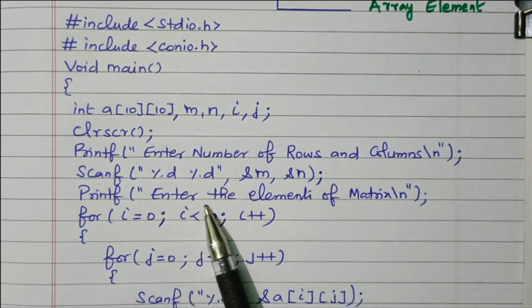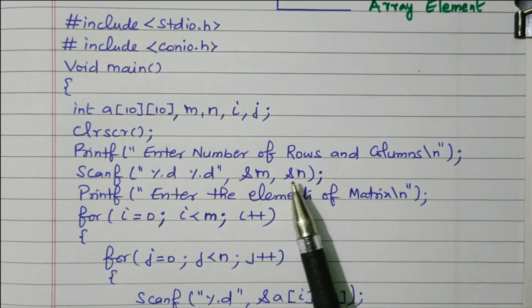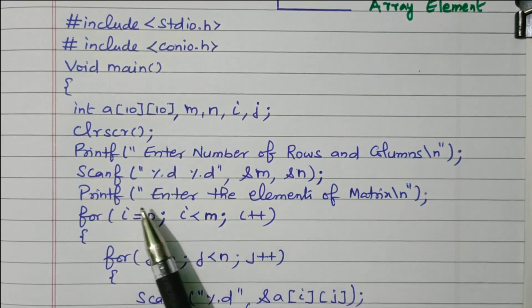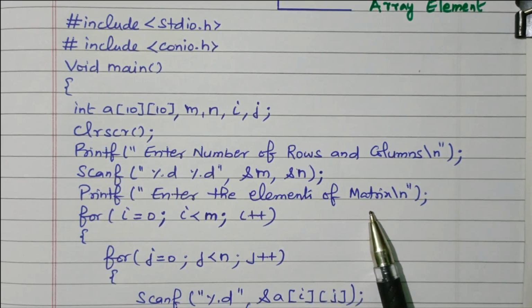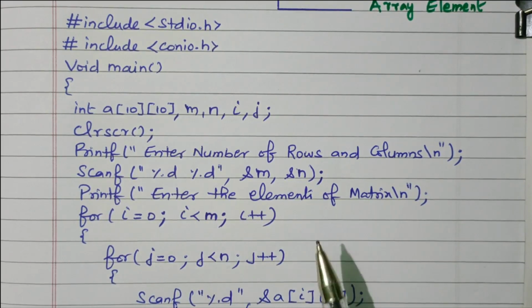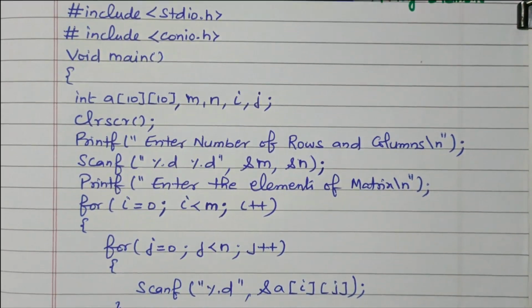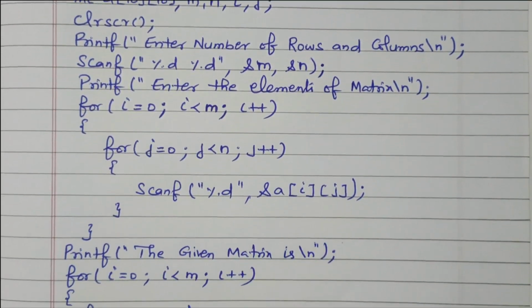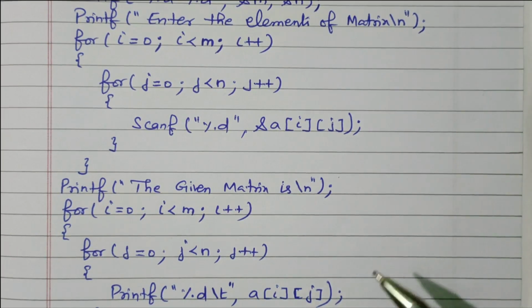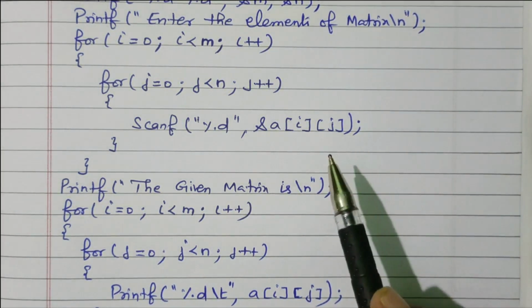Now we ask the user for the array elements. 3 into 3, 9 elements we need to enter. We need to get them from the user. printf "enter the elements of matrix". We ask the user to enter the elements of the matrix. So the user will enter 9 elements, right? 3 cross 3, 9 elements will be entered by the user, right? How are those elements stored?